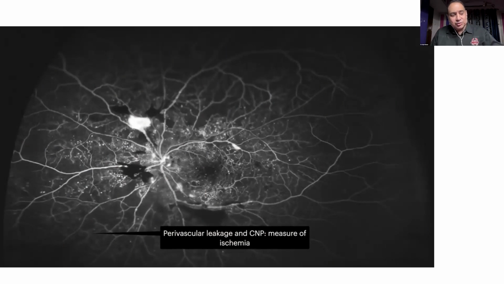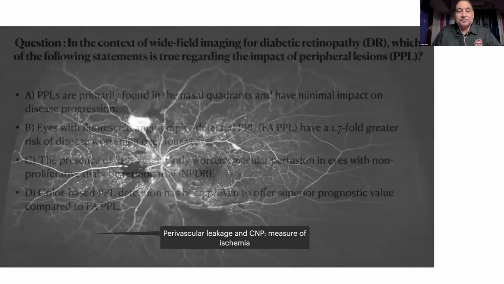In clinical practice, we routinely don't calculate the ischemic index, but there are features like perivascular leakage, one of the newer signs which have been described as a measure of ischemia, and capillary non-perfusion, which are peripheral leakage. Perivascular leakage is also an inflammatory marker, which serves a purpose when we are dealing with a poor responder of diabetic macular edema to anti-VEGF injections.